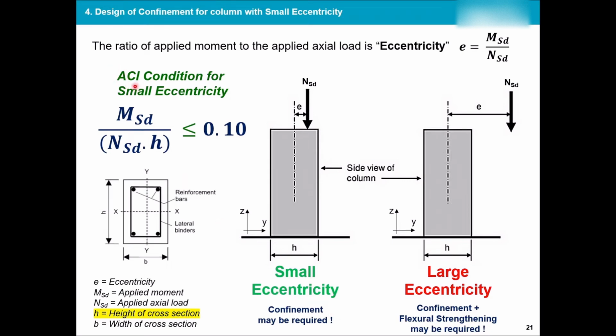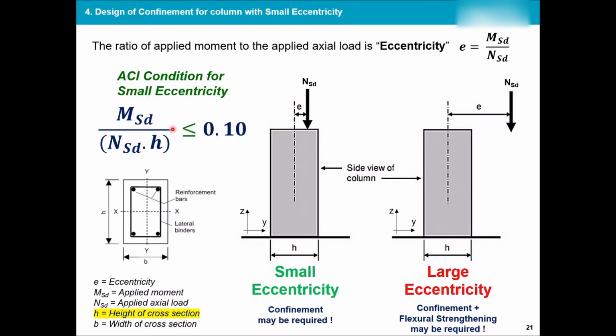Now ACI, the American Concrete Institute, suggests this formulation, which is simply whatever moment is applied, which can be caused due to this eccentricity, over the axial force times its height of the section. Yeah, height of the cross section. Yes, this is not height of the entire column. This is height of the cross section. If it's less than 10%, you have small eccentricity. If it has higher than 10%, you have large eccentricity.